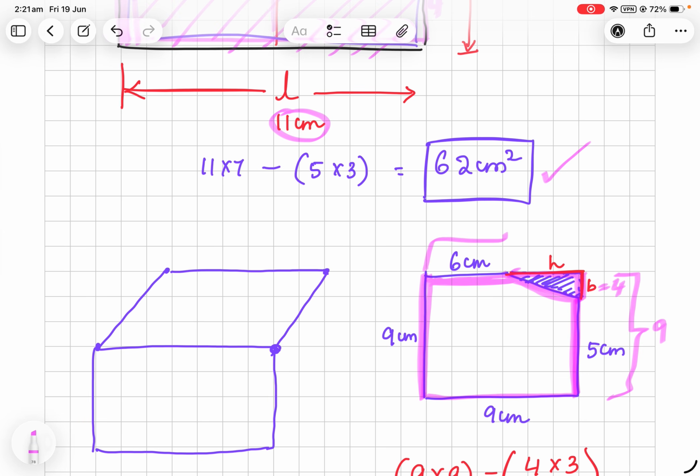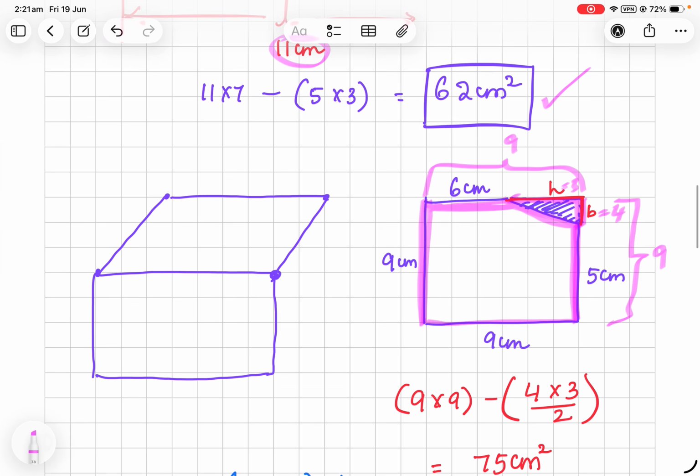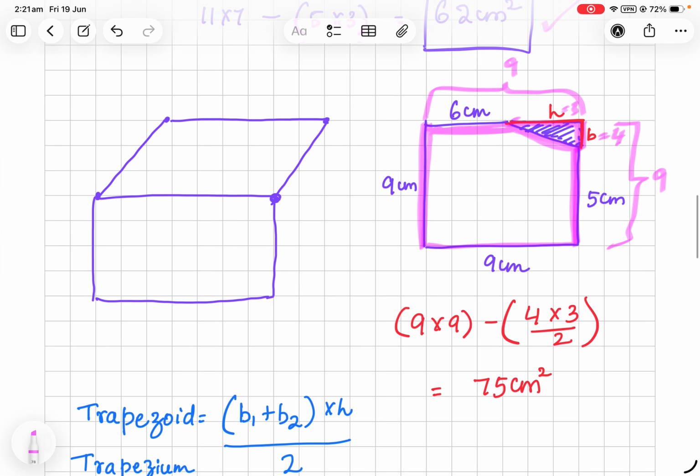Now the same thing, this whole thing has to be 9. So if that is already 6, then this has to be 3. So what I did was 9 times 9, which is my square, minus the little triangle, base times height divided by 2. That would end up as 75 centimeters squared.